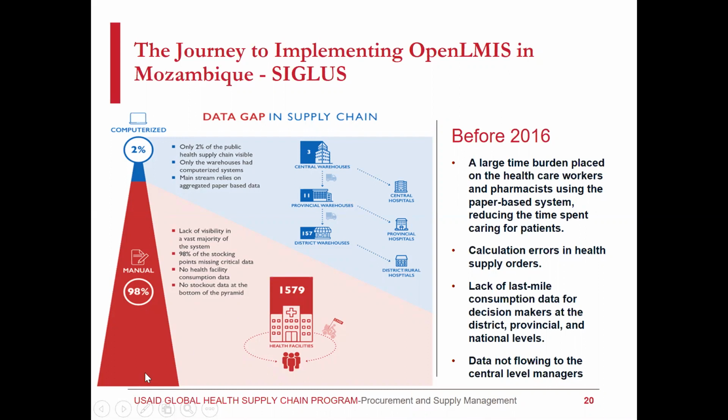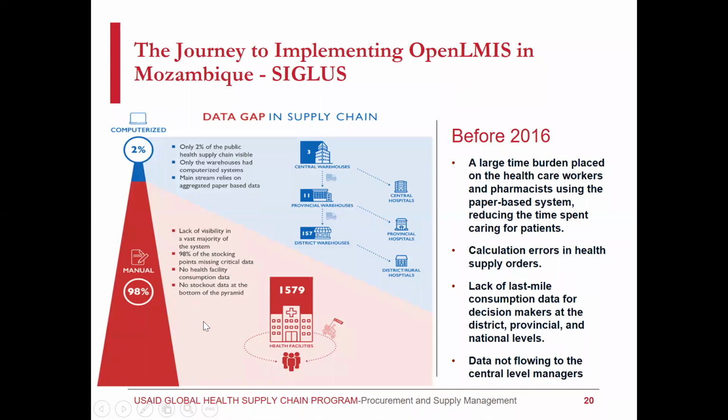In the red area, we had a lack of visibility in the vast majority of the system. 98% of the stocking points were missing critical data. No health facility consumption data. As you can see, we are talking about not having visibility of consumption of 1,579 health facilities, a lot of health facilities. No stock out data at the bottom of the pyramid.